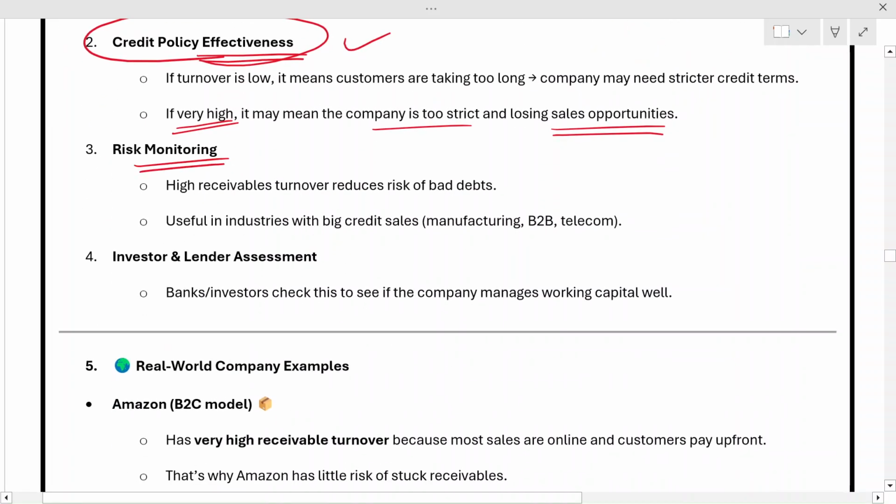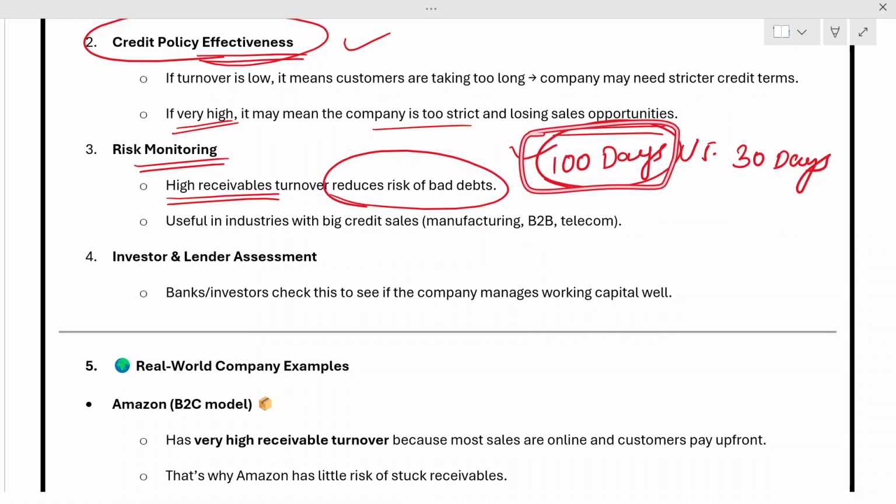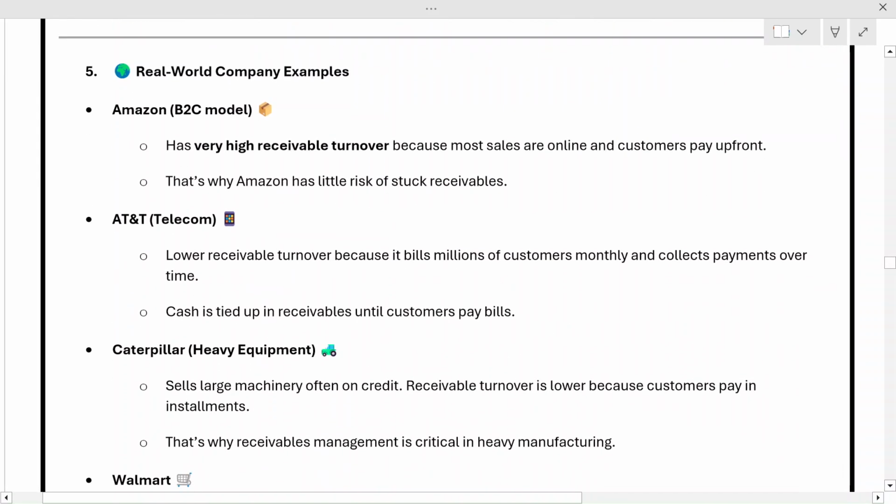Similarly, they can use it for risk monitoring. If you have a high receivable turnover, you have a lower risk of bad debt. Here debtors are paying you in 100 days, versus some companies where debtors pay within 30 days. In the 100 days case there will be higher chances of bad debt, because the longer people defer, the more bad debt there will be. If payment days are lower, there will be lower bad debt. This is also useful for investors and lenders for their assessment. Now let's see some real world examples.